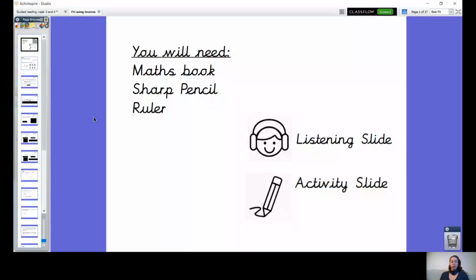Year 3, this is Friday's maths lesson. Check you've got your maths book, a sharp pencil and your ruler. I have noticed some of your work recently, some of you aren't using your ruler to draw lines in your book. Please can you make sure you're doing that, because when you come back to school, that's what's going to be expected. So just check that you're definitely doing that at home, and then you'll remember when you come back to school.